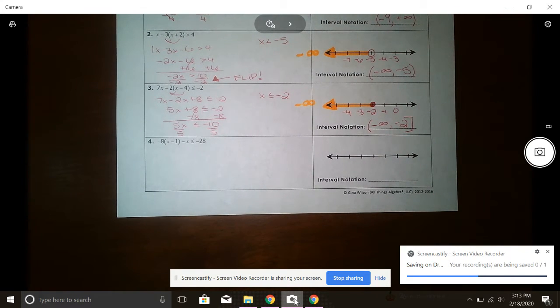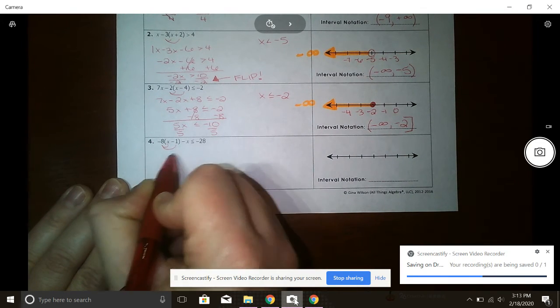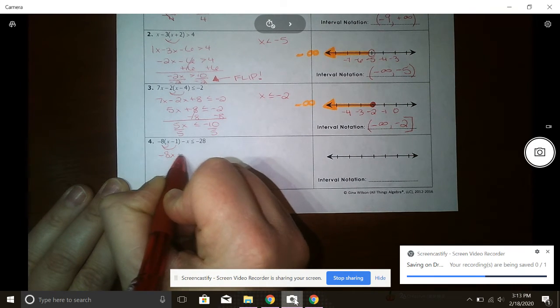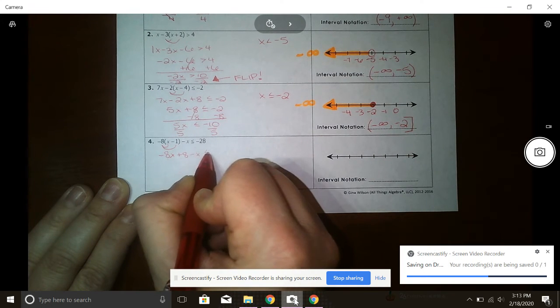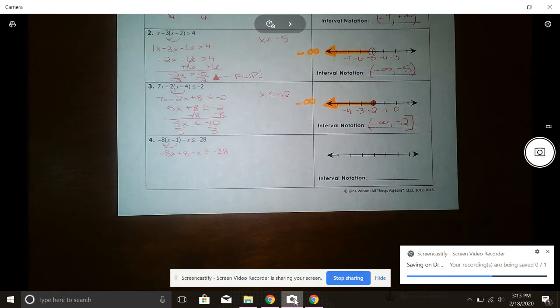We know when we solve, we have to start with distributing. So that's my first step in example 4. Negative 8 times x is negative 8x. Negative 8 times negative 1 is positive 8. I haven't touched or changed this minus x or the rest of the problem. I do not flip my sign.